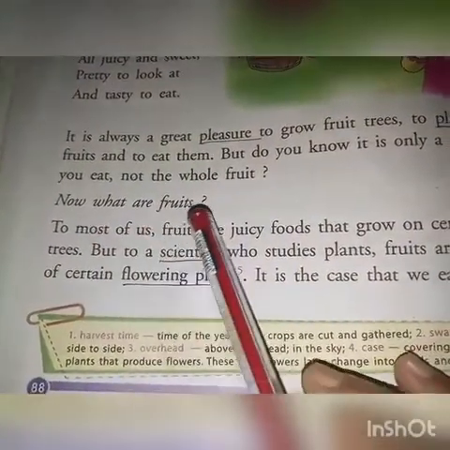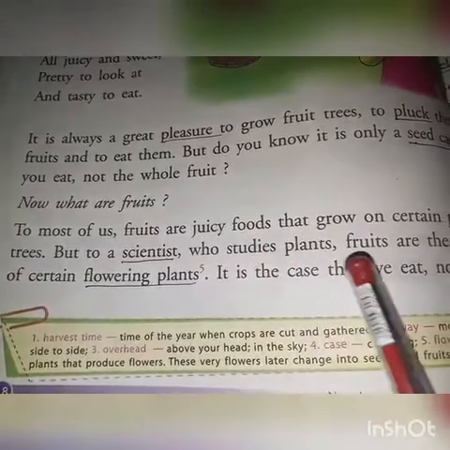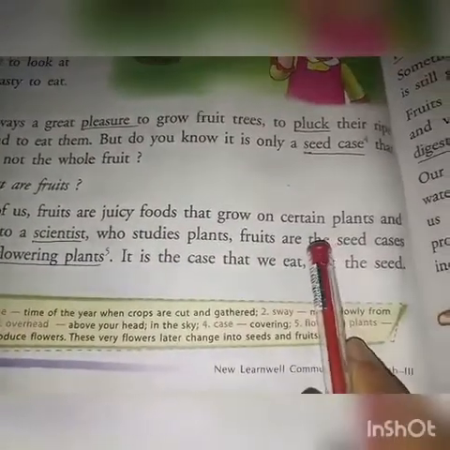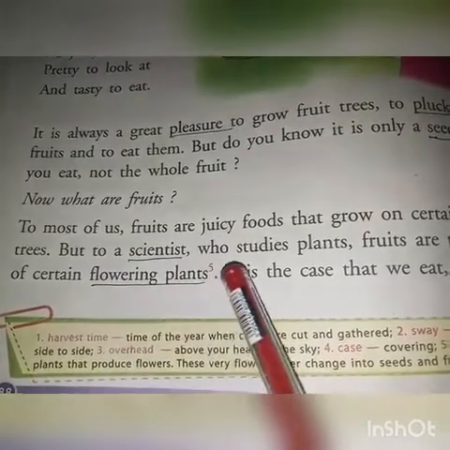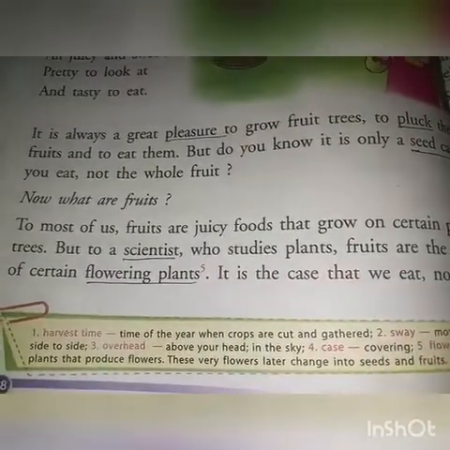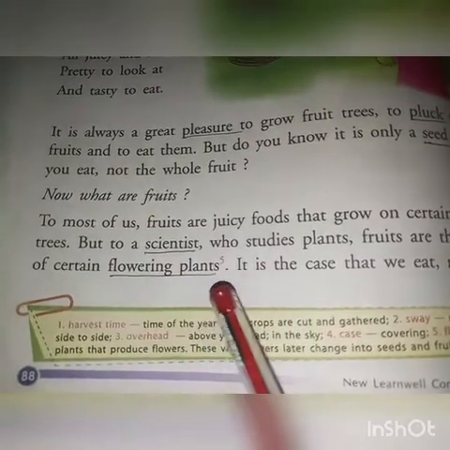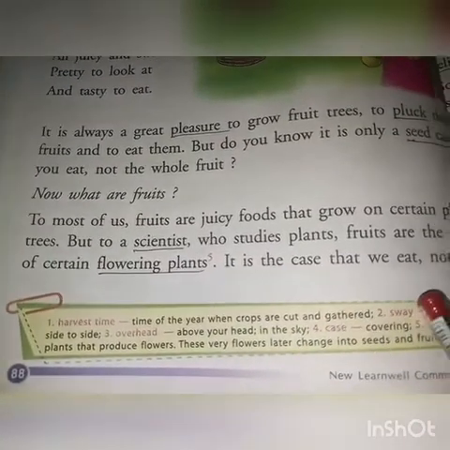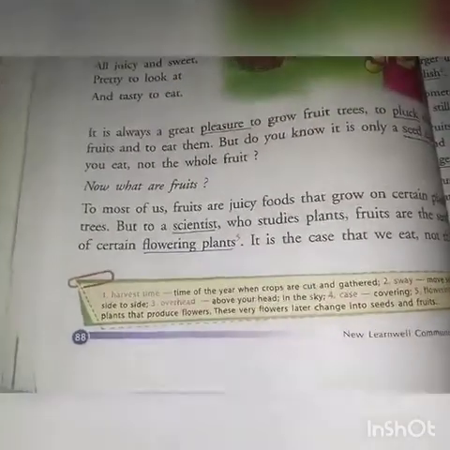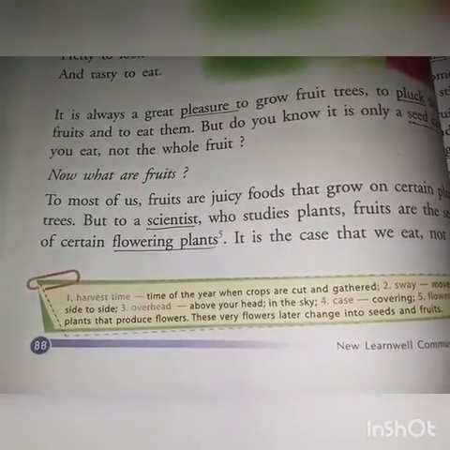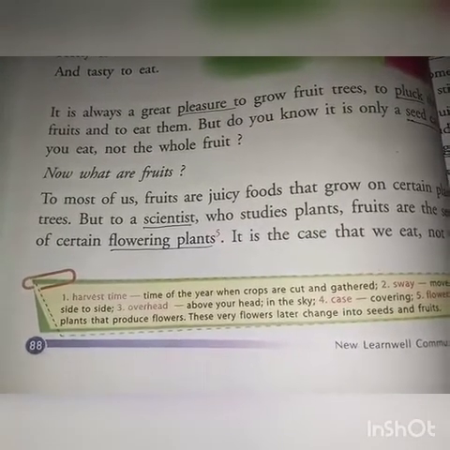Now what are fruits? To most of us, fruits are juicy food that grow on certain plants and trees. But to a scientist who studies plants, fruits are the seed cases of certain flowering plants. It is the case that we eat and not the seeds. So normally what we think when we eat the fruit is that we eat the juicy or fleshy part of the fruit of the plant.